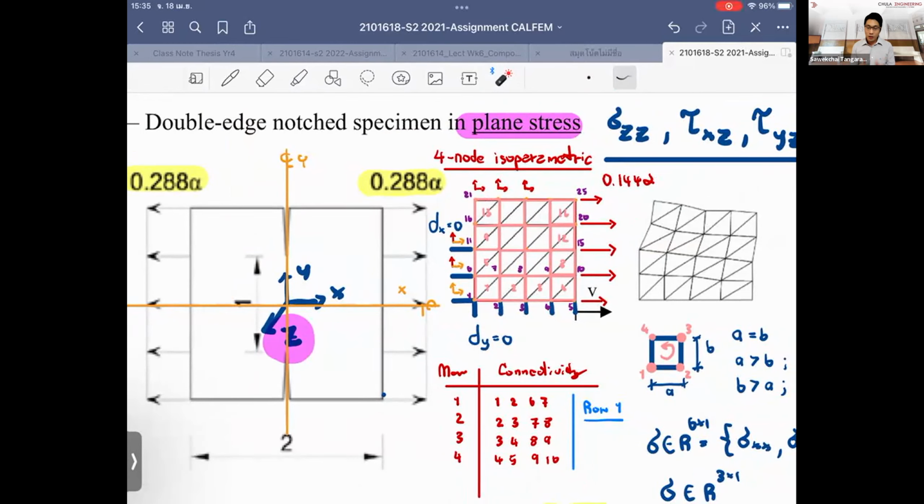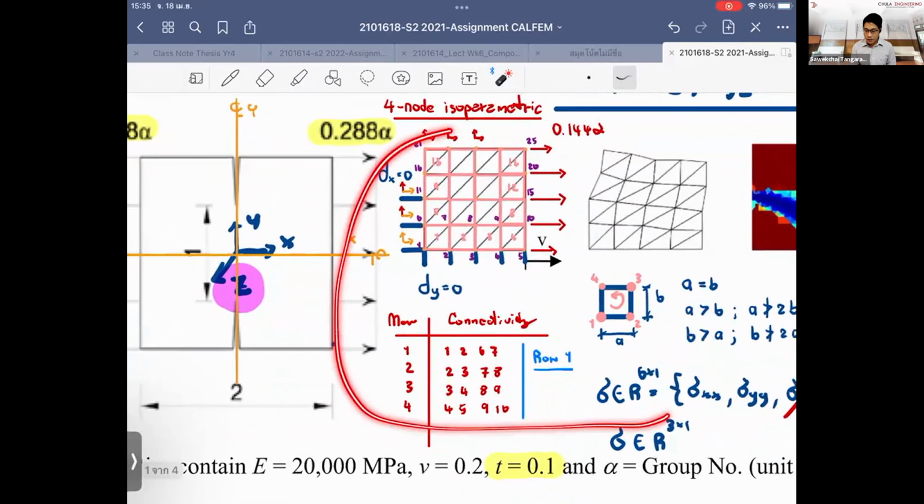The way I have explained it to you now, we call a mesh construction. The computer code will use this information to assemble the matrix, to construct the matrix for you, and we will discuss the matrix later.